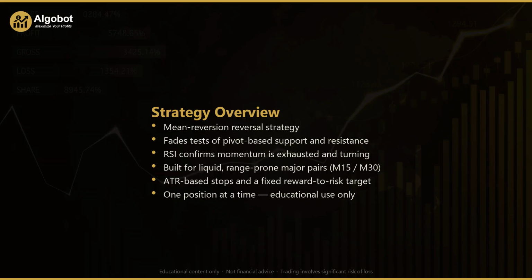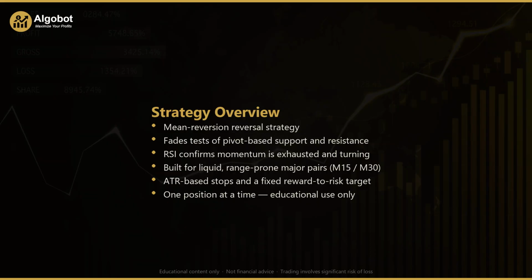The first idea is structure. The strategy doesn't use round numbers or arbitrary lines. It scans recent price action for genuine swing pivots. A swing high is a peak that stands above the bars on both sides of it, and a swing low is the mirror image. From those pivots, it picks the nearest support sitting below current price and the nearest resistance sitting above it. Those are the walls price is actually pressing against.